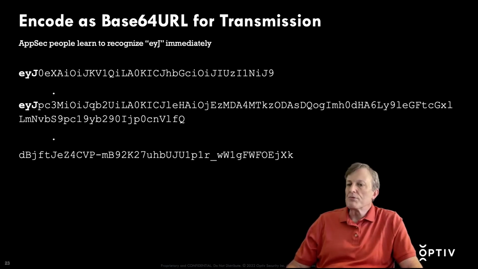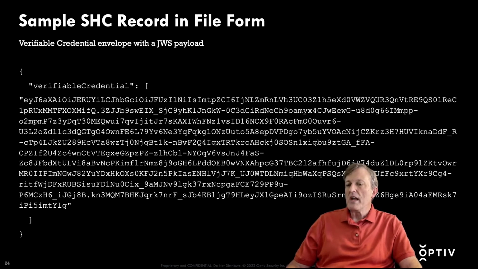You learn to recognize that lowercase EY, uppercase J, you see that in a blob of base 64 and you know, oh, there's probably a hunk of JSON in there. That might be a JWT. That's one of those things you learn when you're testing web apps. This is exactly what a smart health card looks like in its digital form. If you see one in a file, they have this little envelope around it where it says verifiable credential, but you still see the familiar JWT format.